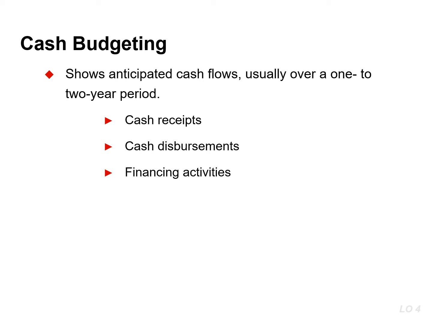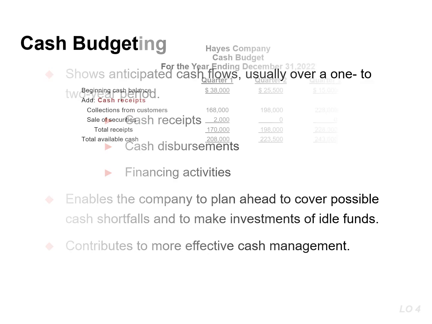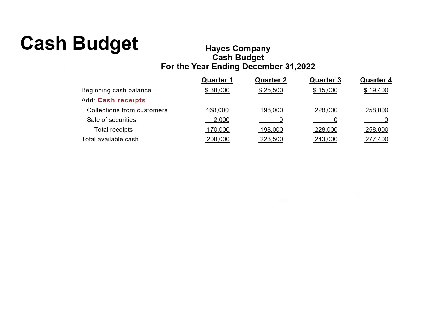It contains 3 sections, the cash receipts, the cash disbursements, and financing sections, as well as a beginning and ending cash balance. Preparing a cash budget enables the company to plan ahead to cover possible cash shortfalls and to make investments of idle funds. We will discuss the basics of cash budgeting, and a more advanced discussion will occur in Accounting 2. The cash budget starts with the beginning balance. The cash receipts section includes expected receipts from cash sales and collection from customers on credit sales.